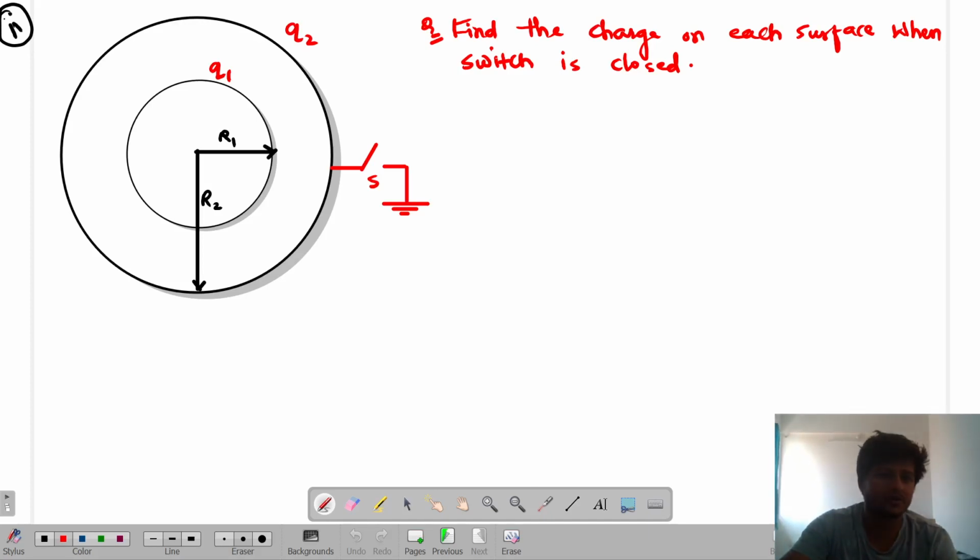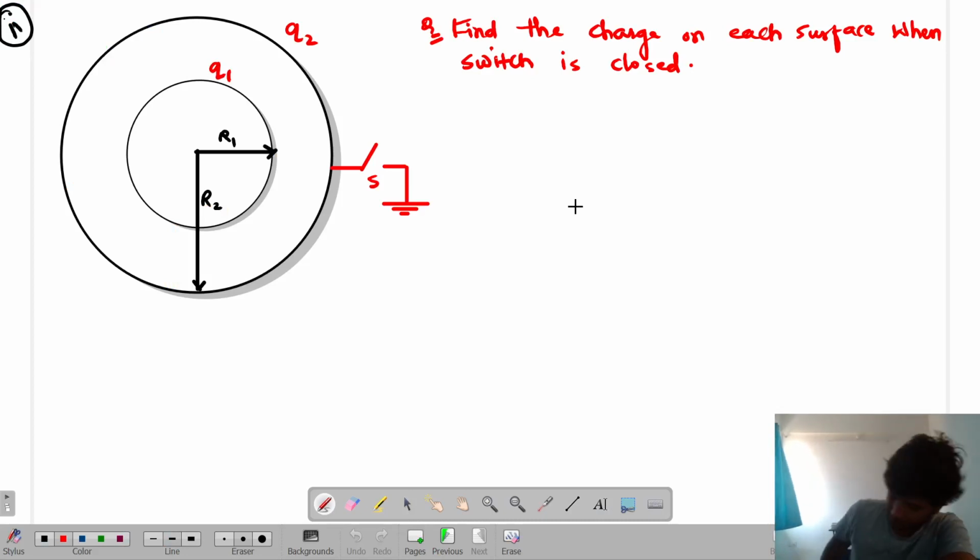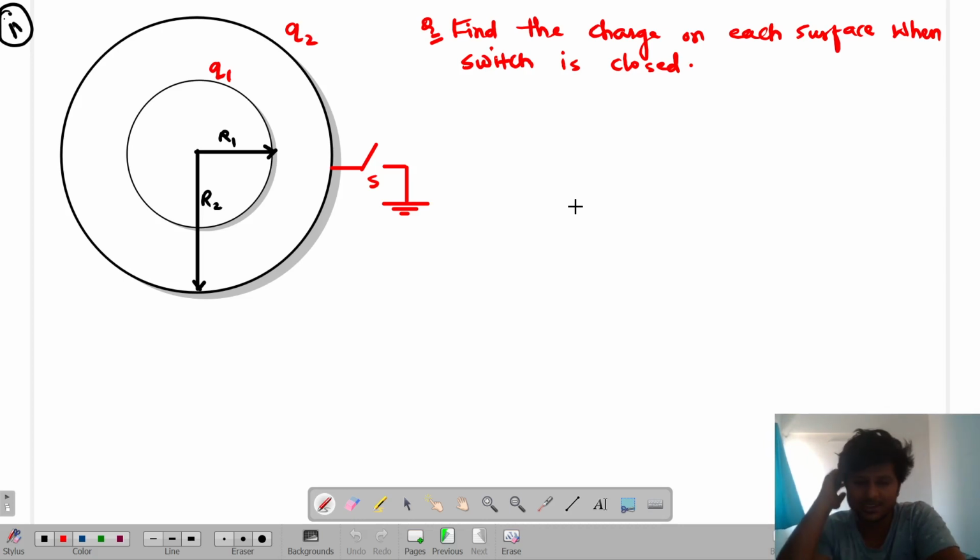Okay, so I gave you this question and I asked you to solve it. So how much charge is there on the surfaces? Did you get it? Yeah, but that is kind of wrong.